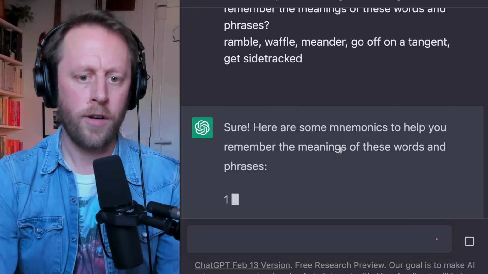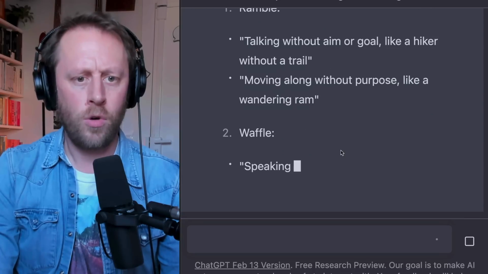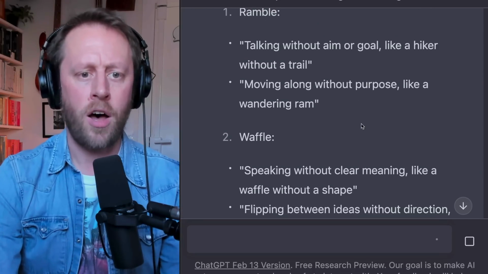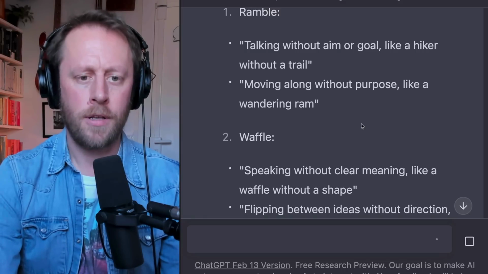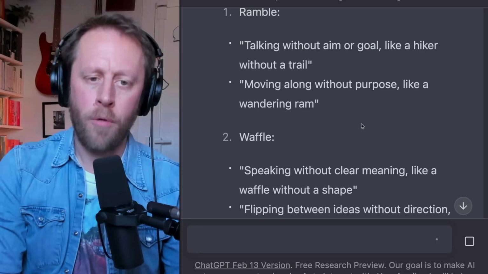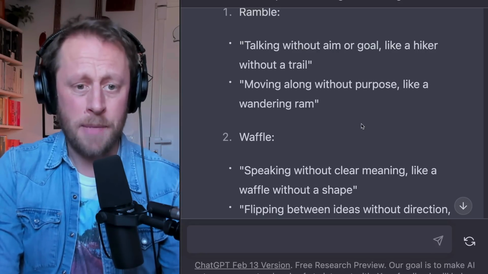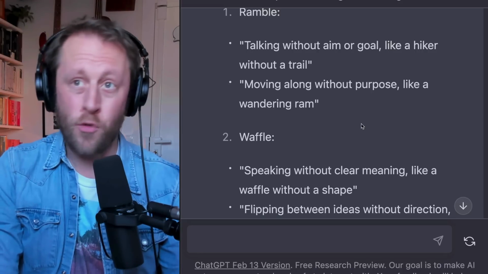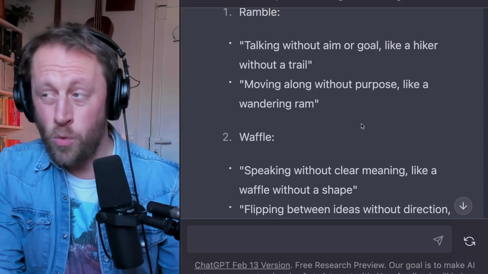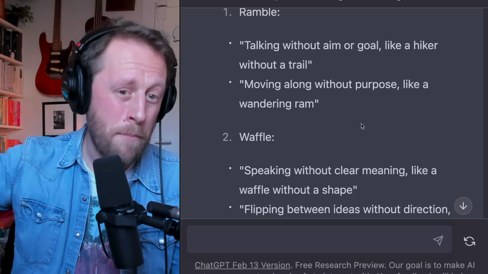It says, sure, here are some mnemonics to help you remember the meanings of these words. Ramble, talking without aim or goal like a hiker without a trail. Moving along without purpose like a wandering ram. Okay, a ram is a male, like a male goat or male sheep. If you can imagine a male sheep wandering, a ram wandering around, ramble. A sheep that's lost and it's wandering around, it's rambling because it's a ram.